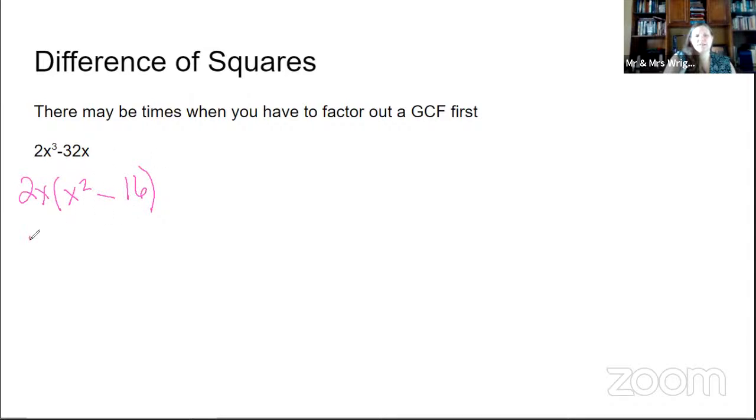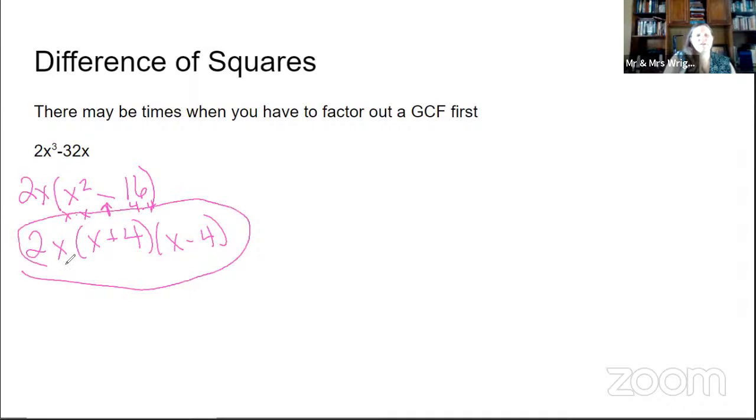We just did that on the last one. So I'm going to remember that that's x plus 4, x minus 4. But if you didn't, x times x and 4 times 4. And because of that minus, we can complete the difference of squares. Okay, so this would be our final answer.